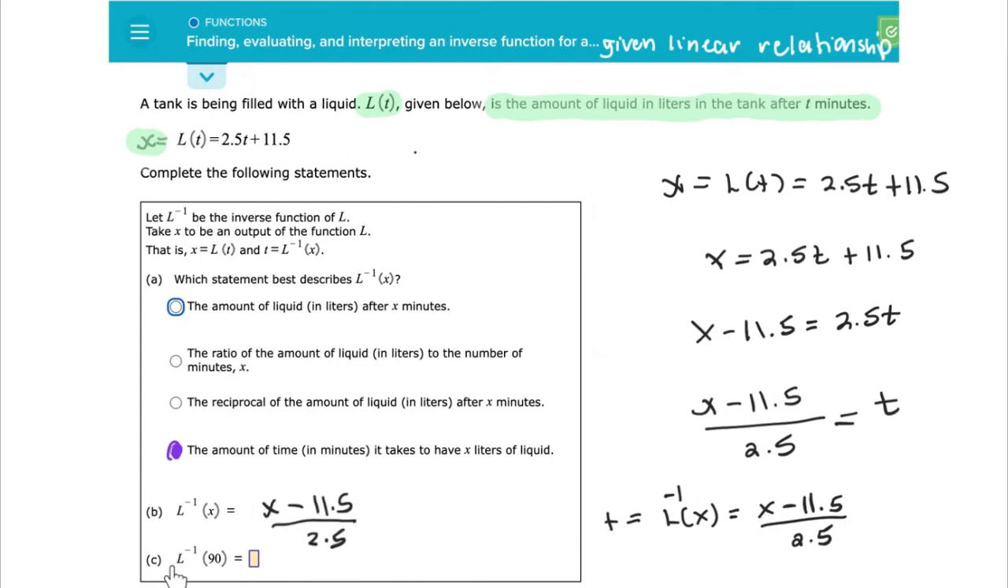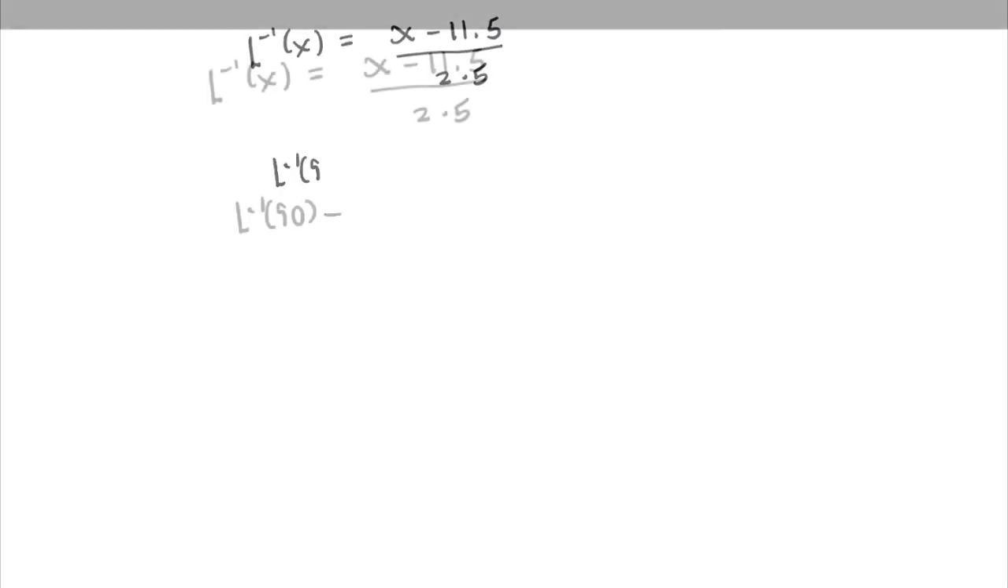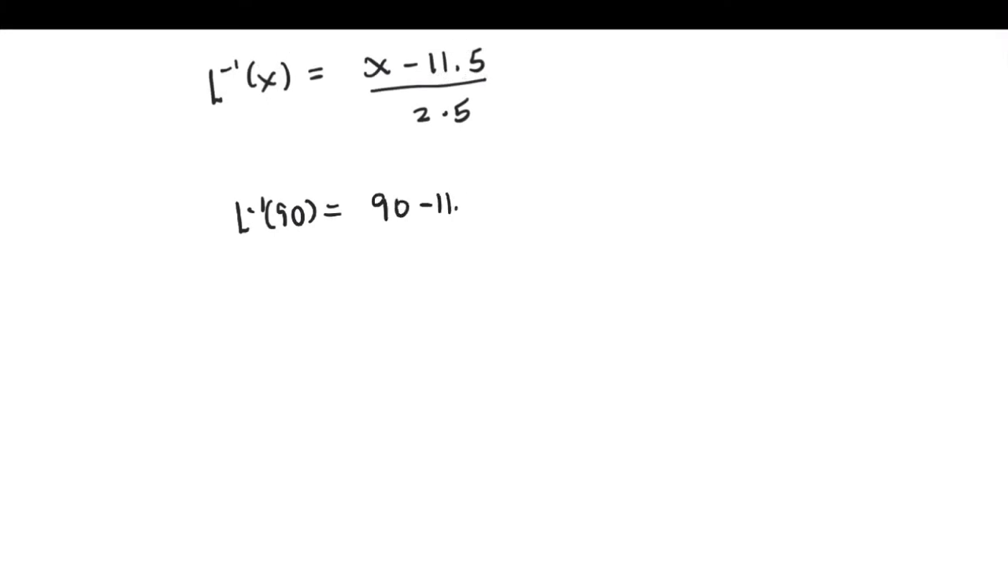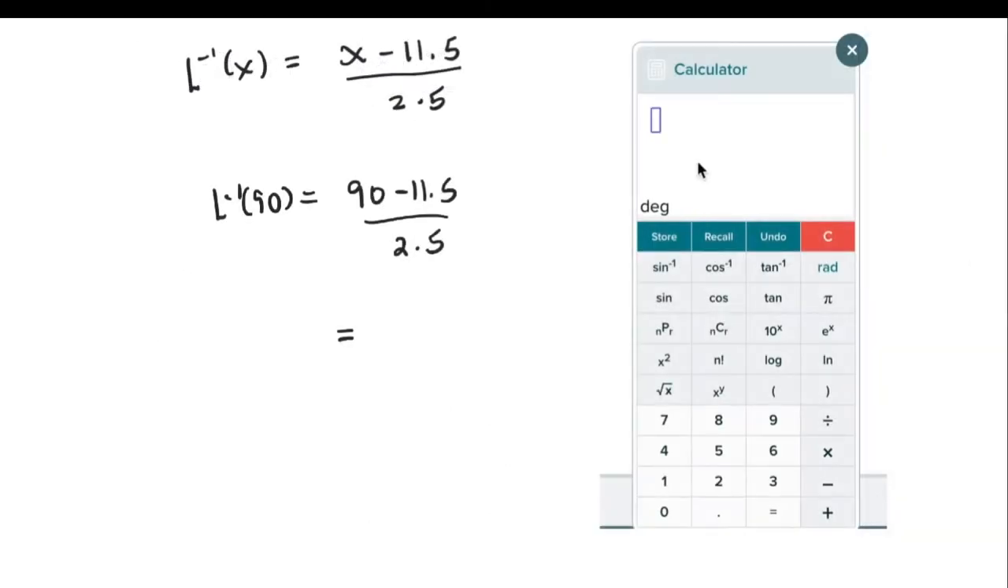Next, we're asked to find L inverse of 90. To find L inverse of 90, we're going to use the equation for L inverse of x, and we'll replace x with 90. So L inverse of 90 is equal to 90 minus 11.5 all over 2.5. Since we're allowed to use the ALEKS calculator for this problem, we'll substitute in our values, 90 minus 11.5 all over 2.5, to get the answer for our equation. Substituting in, we get 31.4.